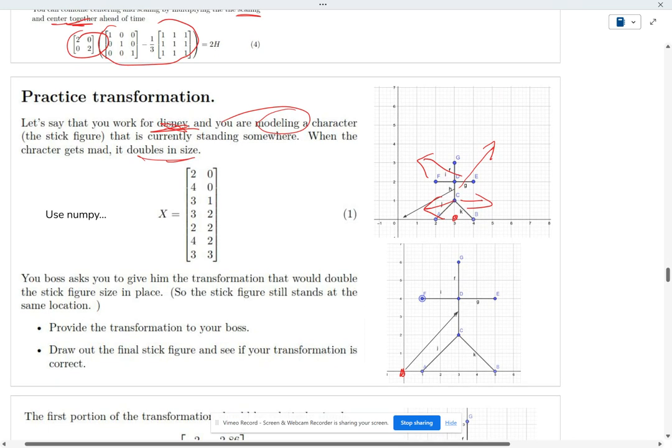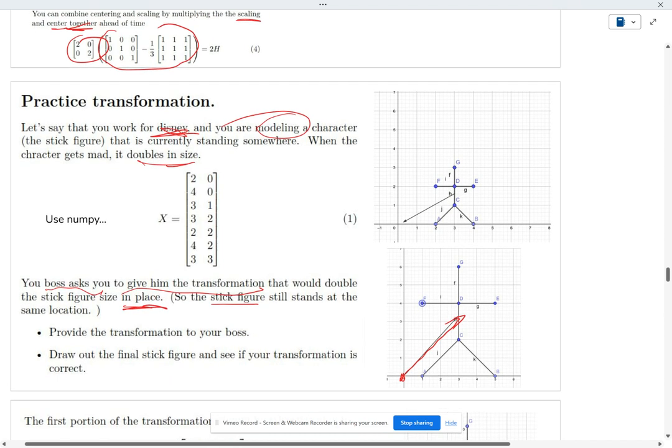Your boss asks you to give him the transformation that will double the stick figure size in place, so the stick figure still stands. Now, the second part, moving back, is not easy. You will have to use everything you learned together just to move it back. So pause the video because I'm going to move on.